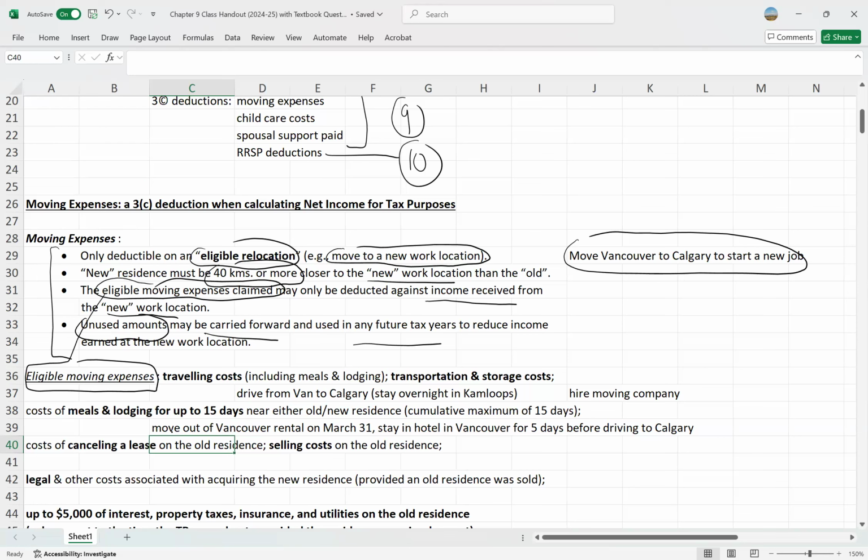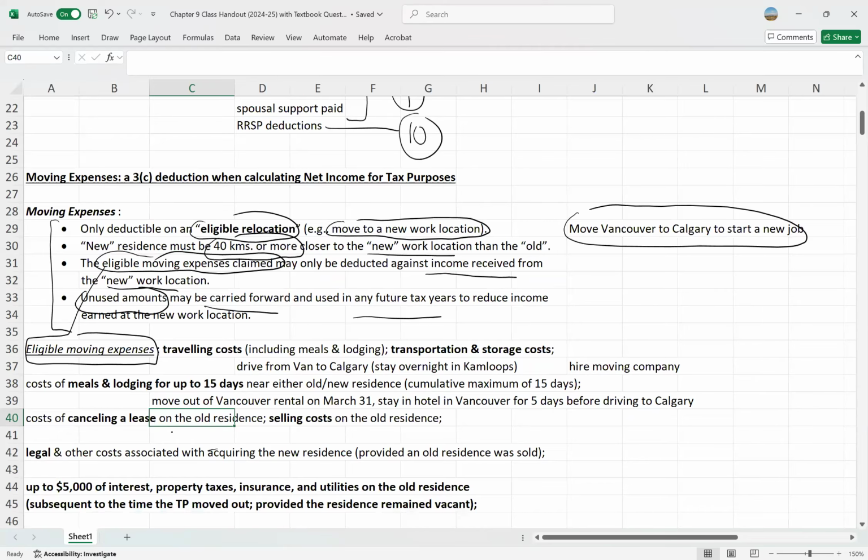Cost of canceling a lease. Let's say you had a 2-year lease in your home in Vancouver that you were renting, and you had to break it because you found this new job. Those costs to cancel the lease would qualify as well. And let's say you owned a place in Vancouver, and so you had to sell it. You had to pay real estate commissions. You had to pay maybe legal costs. Those selling costs would qualify as eligible moving expenses as well.